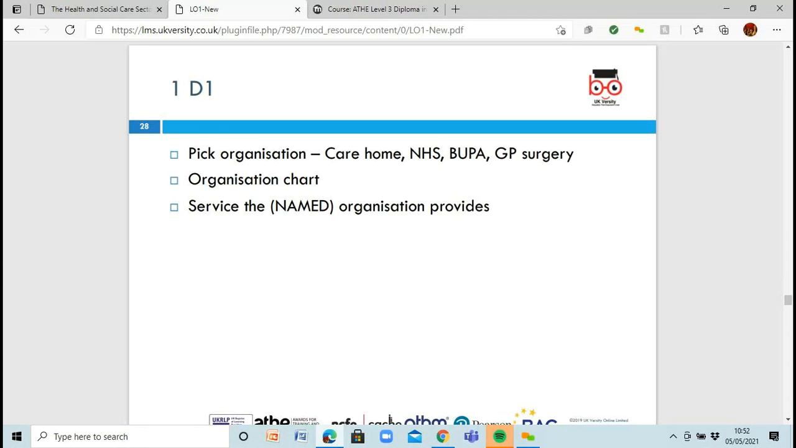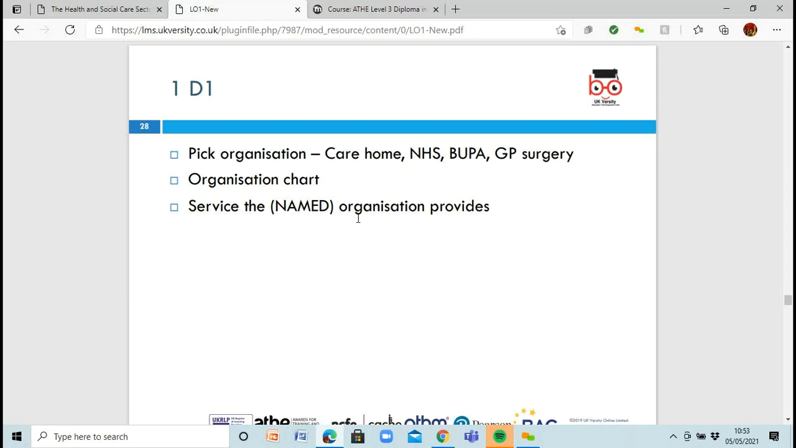So what you're going to do here, for 1D1, you're going to pick an organization. It could be a care home, it could be NHS, Bupa, GP surgery, it can be a particular service that you're familiar with. Include that organization chart on slide 3. And again, I'll create a document with all the images in and I'll label them so you know exactly where they need to go. And then tell me about what services this organization provides.